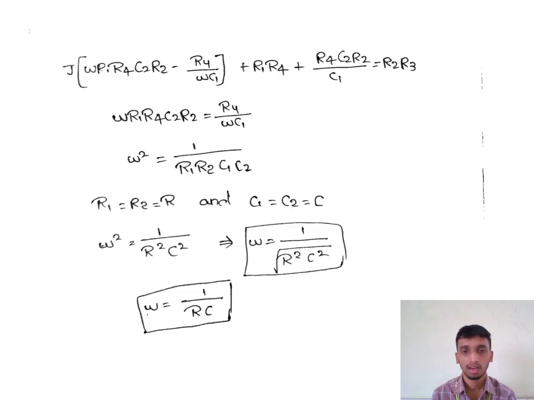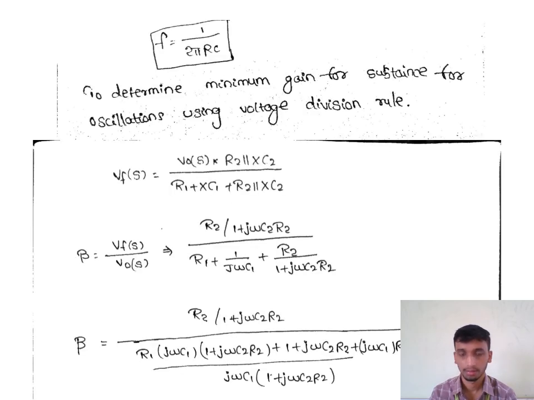Omega R1 R4 C2 R2 is equal to R4 divided by omega C1. Now omega square is equal to 1 by R1 R2 C1 C2. Now by substituting R1 is equal to R2 is equal to R and C1 is equal to C2 is equal to C, we get omega is equal to 1 by RC. F is equal to 1 by 2 pi RC.